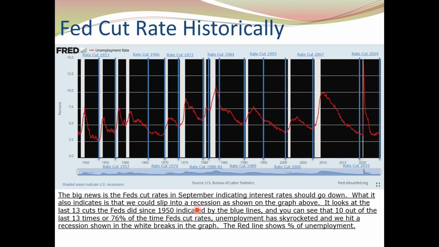So 76% of the time the Feds cut the rate, unemployment has skyrocketed, because you can see here every single recession, the unemployment skyrockets. And we hit a recession because of that. Unemployment indicates recession, not a Fed rate cut. But a Fed rate cut usually is an indicator that shows that unemployment is getting ready to spike. And we are on this little uptrend here.